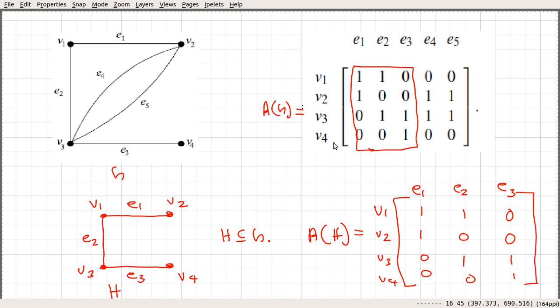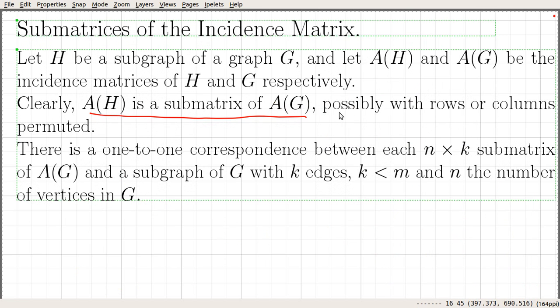So that is going to be true for any subgraph of this graph and the incident matrix of that graph. We will see that the incident matrix of any subgraph will be a submatrix of this matrix, possibly with rows and columns permuted. And that's what I said here, possibly with rows and columns permuted.